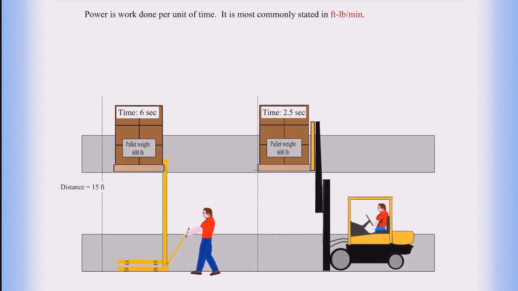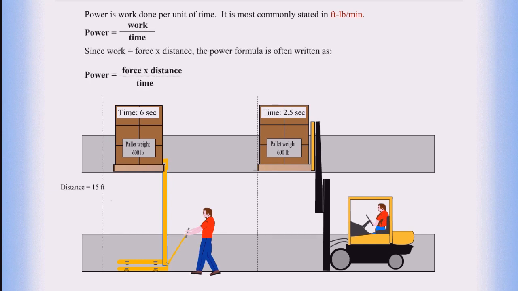Power is work done per unit of time. It is most commonly stated in foot-pound per minute. Power equals work over time. Since work equals force times distance, the power formula is often written as power equals force times distance divided by time.